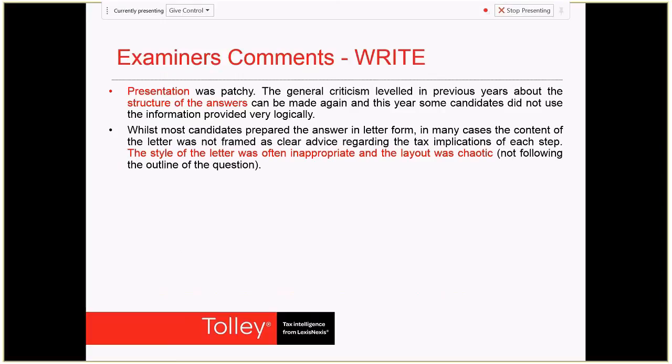The style of the letter was often inappropriate and the layout was chaotic. The number of people who don't know how to write a letter, it's amazing. Because I think we don't, do we? I think there's a standard letter and we just fill the stuff in the middle, don't we? You need to go the whole hog and be able to do a letter. And when you're asked for a letter or a memo, there's specific presentation marks for that, and they're the easy marks.